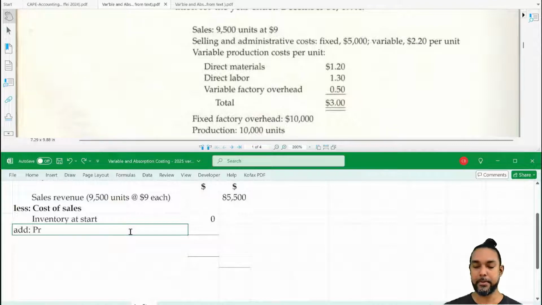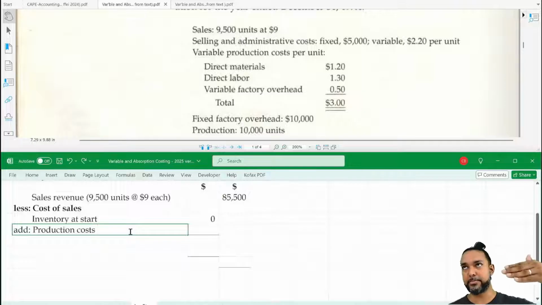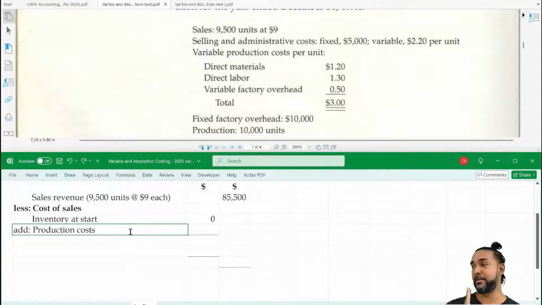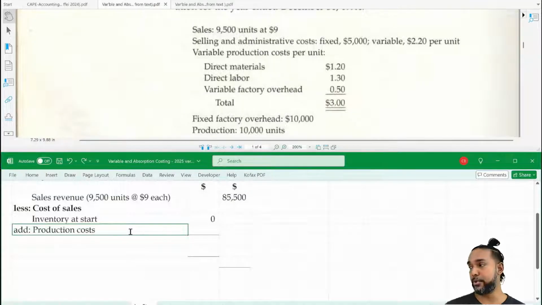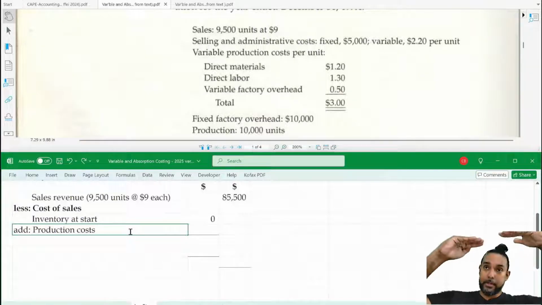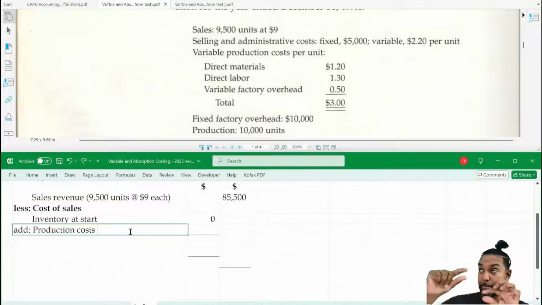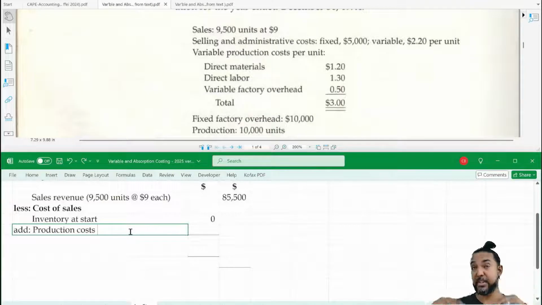All right, so add production costs. As we know, normally it is opening stock plus purchases, but we are a manufacturing entity. Because we are a manufacturing entity, we're not purchasing finished goods, we are producing them. And that was the whole purpose of the manufacturing account back in Module 1: to find the cost of production, which we use to replace the purchases figure that would normally go in the income statement.